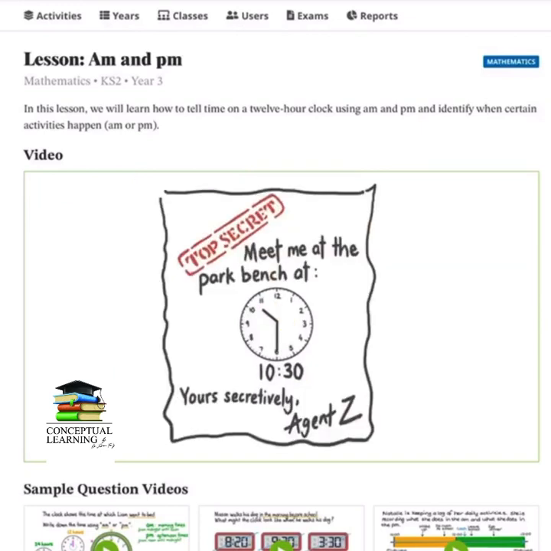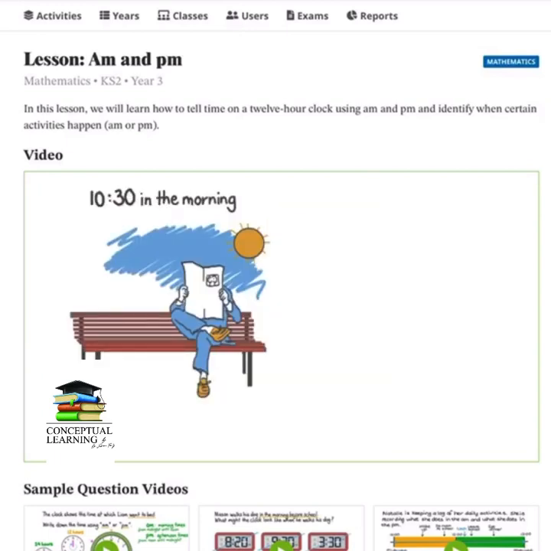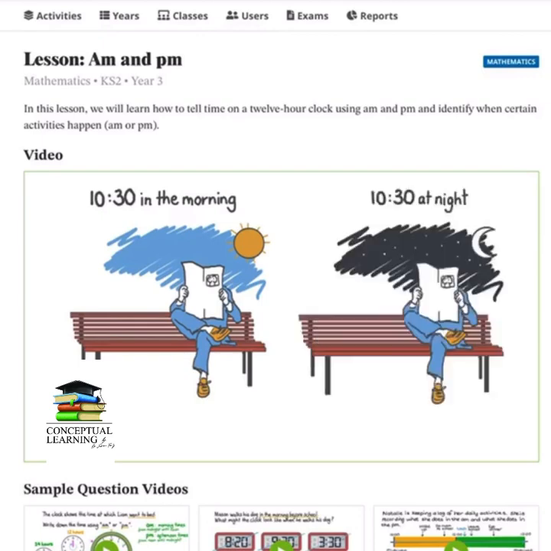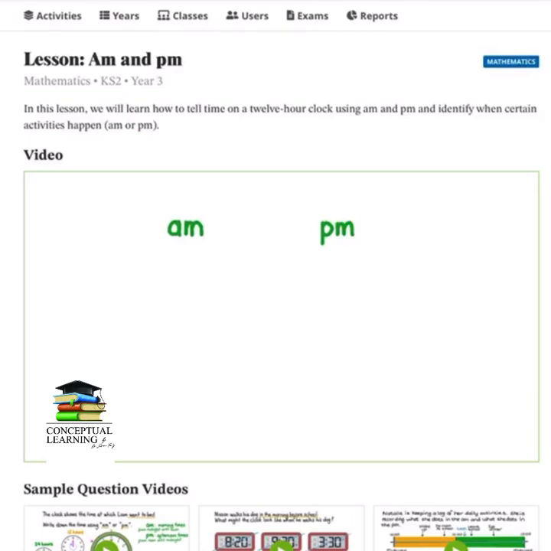And this is the problem with Agent Z's message. We don't know which 10:30 it's talking about. Will Agent Z be waiting for us at 10:30 in the morning? Or at 10:30 at night? Wouldn't it be good if there was a way to show whether a time was in the morning, afternoon or night? Well, did you know there is a way to do this? And there are no long words to learn, just 4 little letters, and 2 of them are the same.